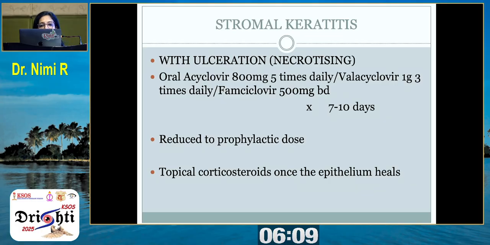In necrotizing stromal keratitis, therapeutic dose of oral acyclovir is given, that is 800 milligram 5 times daily for the first 7 to 10 days, followed by the prophylactic dose. Topical corticosteroids are given once the epithelium heals.